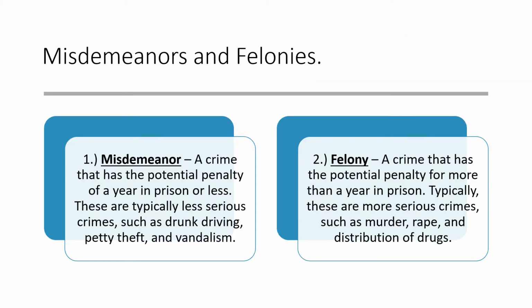Misdemeanors and felonies. Crimes fall into 2 categories mainly, misdemeanors and felonies. Number 1 here, a misdemeanor. Sorry about the crazy check mark again. A misdemeanor is a crime that has the potential penalty of a year in prison or less. These are typically, and I don't want to put them all into the same category, but they're typically less serious crimes, okay, such as drunk driving, petty theft, and vandalism.